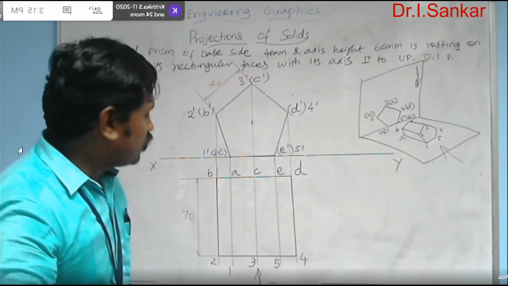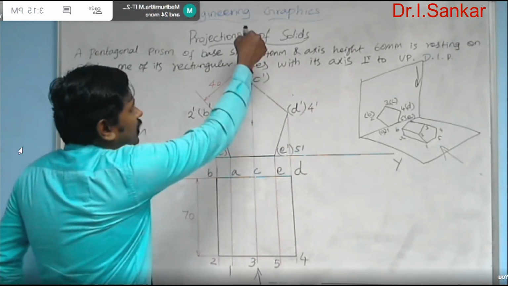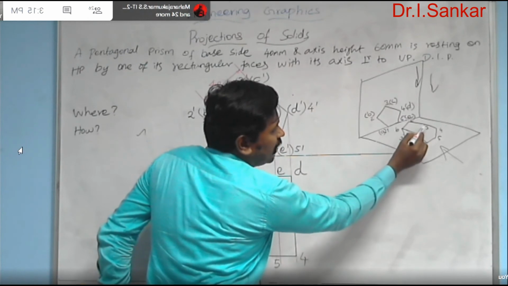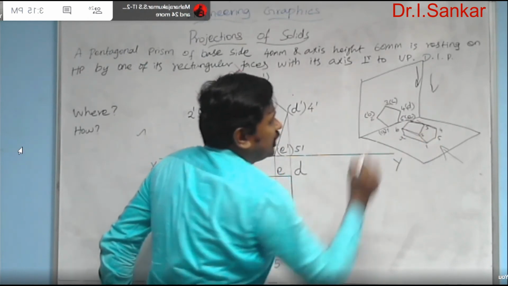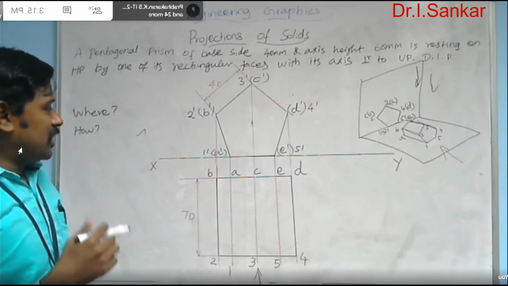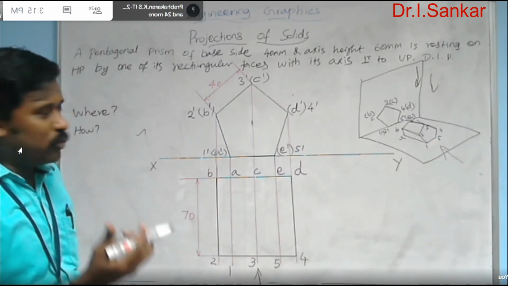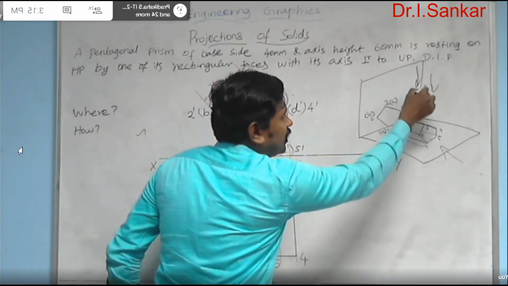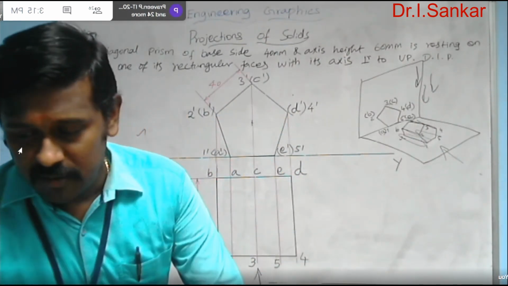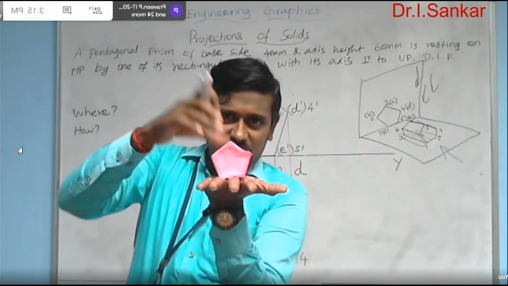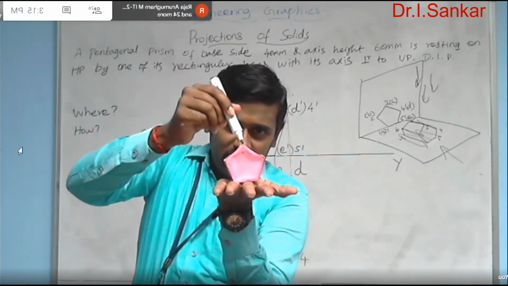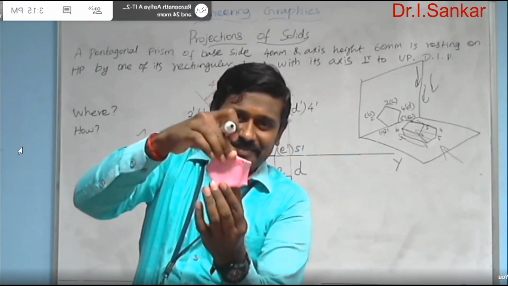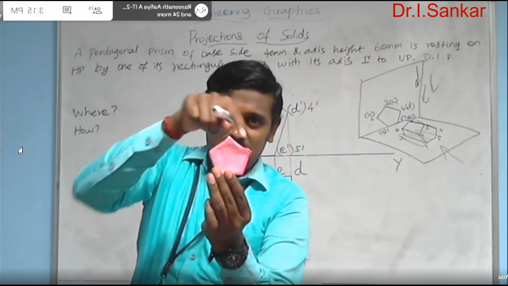When you look from the top, the edge 2B and the edge 3C and the edge 4D, these three edges are visible edges to you. They are visible to your eyes. But the edges 1A and 5A are invisible to your eyes when you look from the top. See here, the solid is resting like that. When I look from the top, this topmost edge and the extreme two edges are visible edges. These three edges are visible edges.